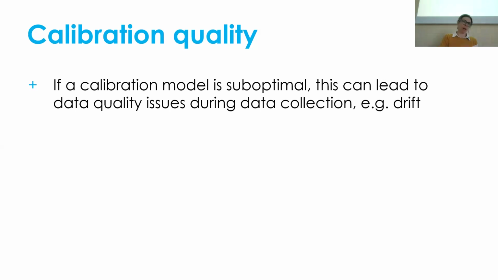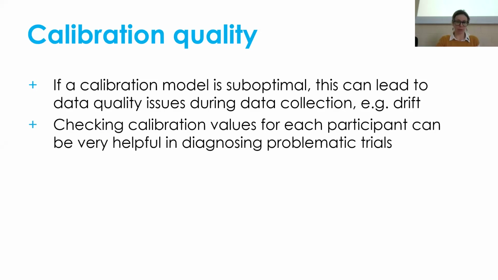Obviously, we've talked about calibration quite a lot in the previous sessions. If a model is suboptimal, this can lead to data quality issues during the recording, okay? Yes, as well, for example, drift. And so by checking the calibration values for each participant, which you can do fairly easily in iLink, this can be very helpful to diagnose potential problematic trials.